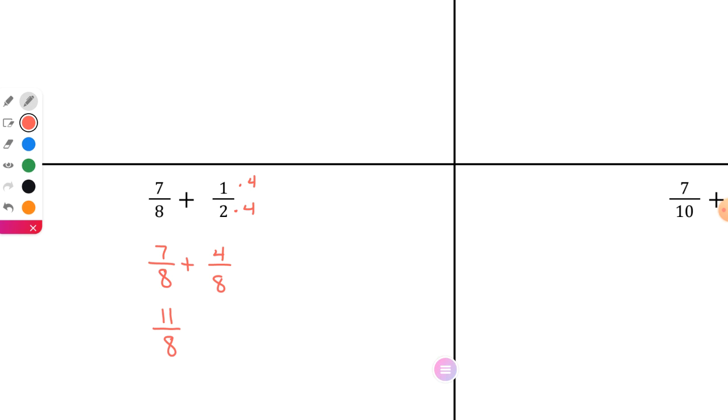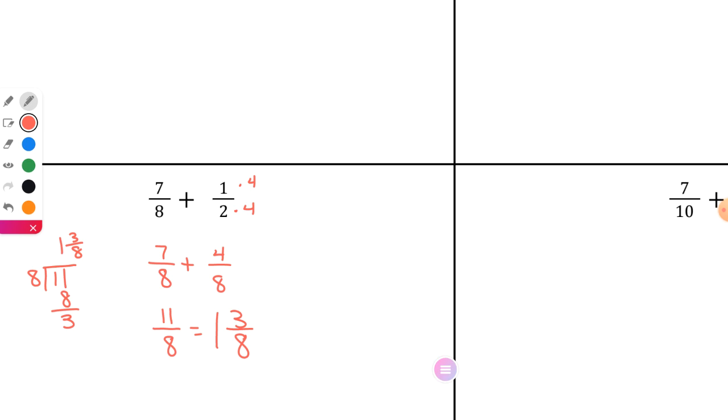Go over to the side, do 11 divided by 8. 8 goes into 11 once. And then my remainder is my numerator. Denominator stays the same. So 1 and 3/8.